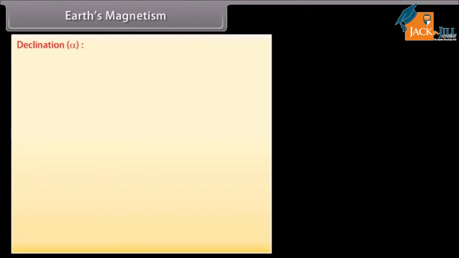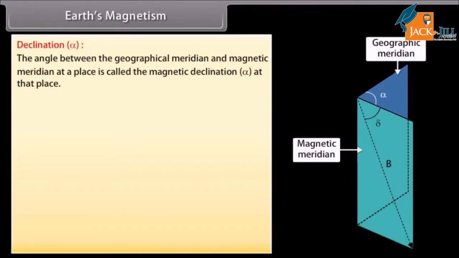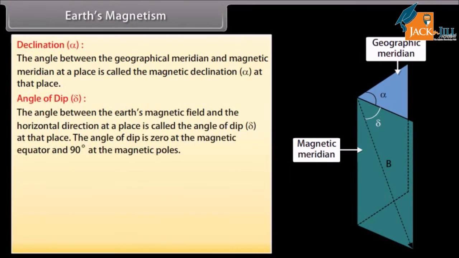Declination alpha. The angle between the geographical meridian and magnetic meridian at a place is called the magnetic declination at that place. Angle of dip, delta. The angle between the Earth's magnetic field and the horizontal direction at a place is called the angle of dip at that place. The angle of dip is 0 at the magnetic equator and 90 degrees at the magnetic poles.